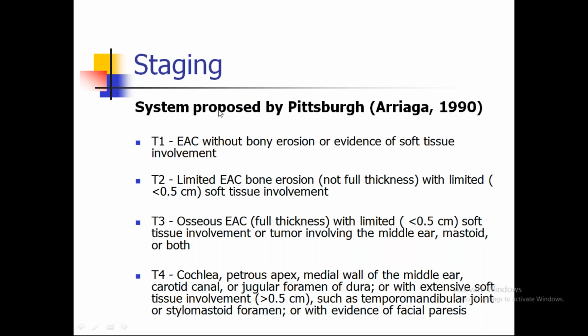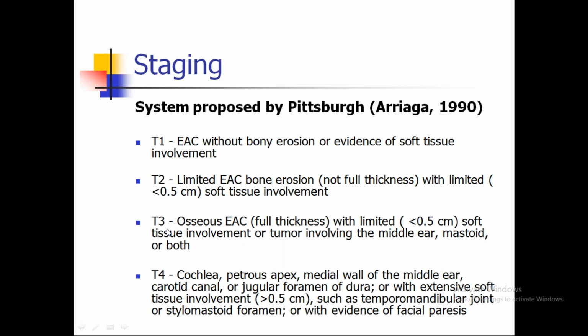Then there is a staging for every cancer. The staging has to be done. TNM staging has to be done. So T1 is EAC without bony erosion or evidence of soft tissue involvement. Means it is only present in the EAC, but there is no bony erosion. Limited EAC bony erosion is present, and it is less than 0.5 centimeter, then it is T2.